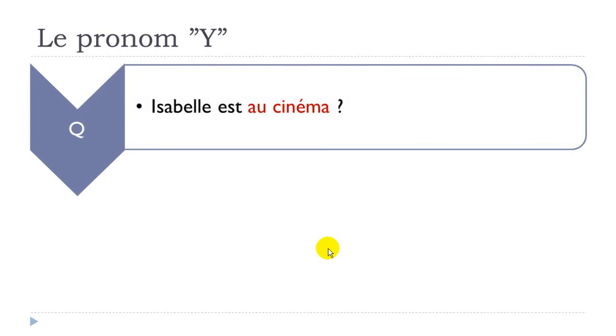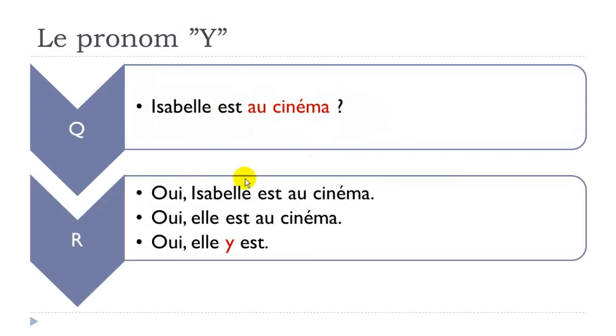And now, it's a place. Cinéma. Okay? Isabelle est au cinéma? Oui, Isabelle est au cinéma. Repeat everything. Second one, you just don't want to repeat Isabelle. Oui, elle est au cinéma. Alright? Third one, just want to avoid repeating Isabelle and au cinéma. Oui, elle y est. Alright?